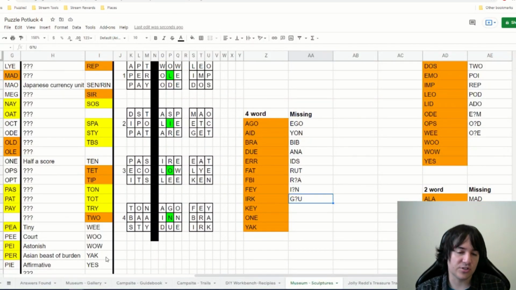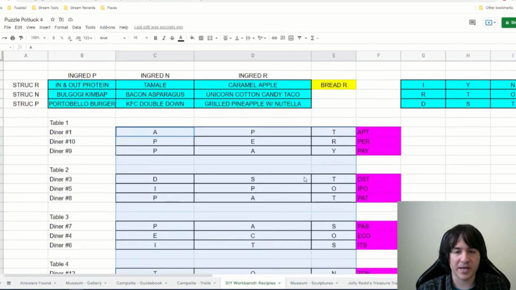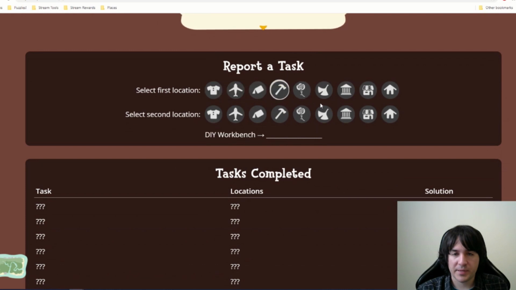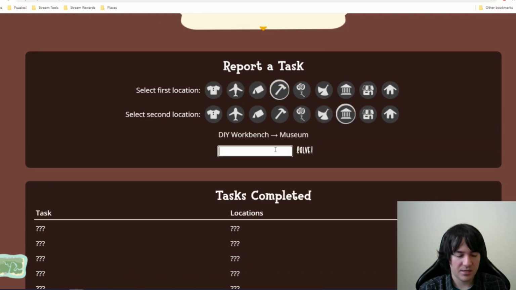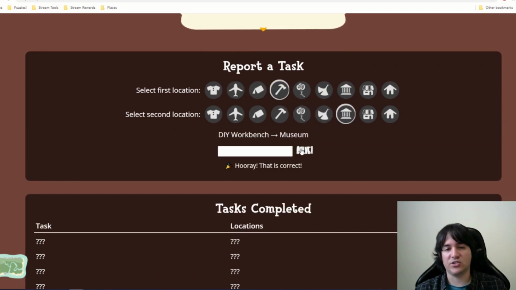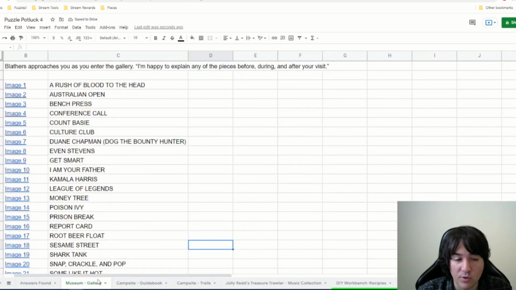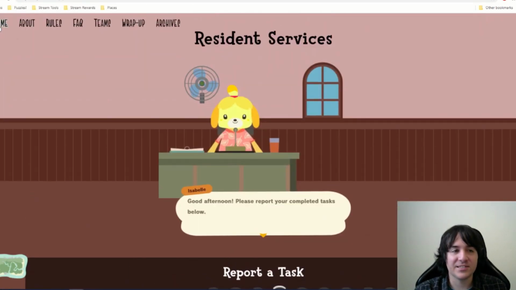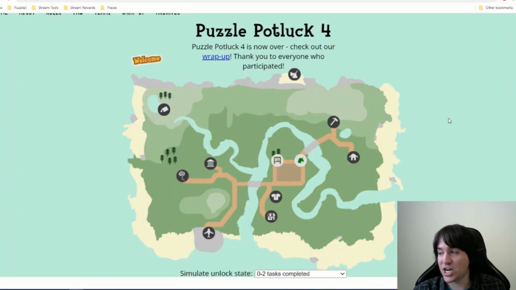This puzzle started at the DIY workbench with our recipe sandwich puzzle and ended at the museum. DIY workbench, museum, lion, solve. We did it. And that means, you all know what that means. That's our third task, which means something's a-changin'.